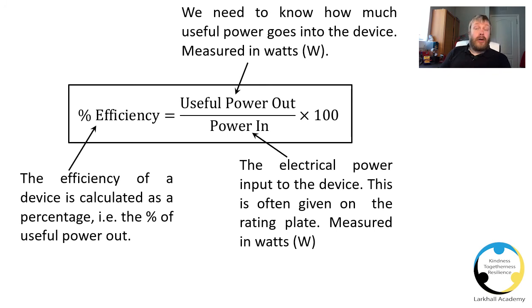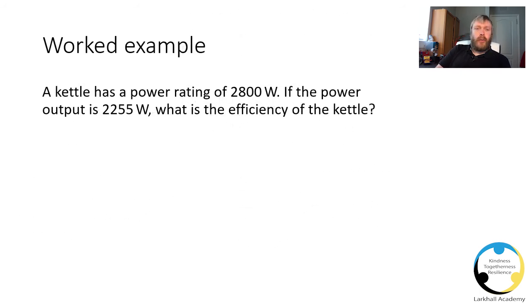Let's have a look at another worked example. A little bit simpler this time, only one part. A kettle has a power rating of 2,800 watts, so we're using the same kettle as before. If the power output, so this is the useful power that we're getting out, is 2,255 watts, what is the efficiency of the kettle? Okay, so first thing, it's our third time, so hopefully we'll all get it right this time. What's our first thing we're going to write down?